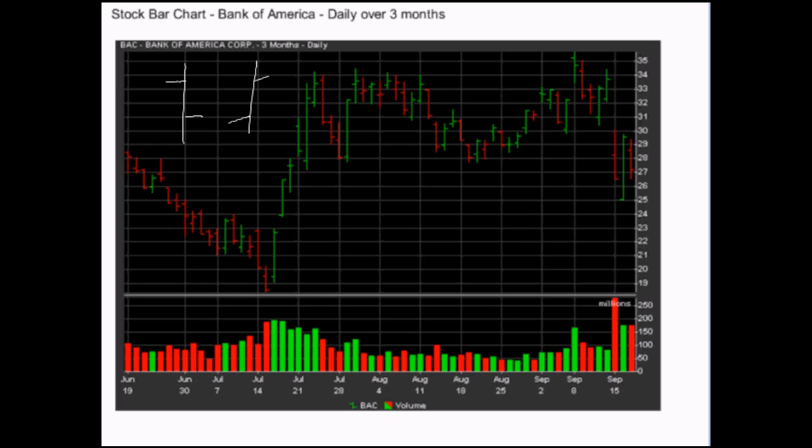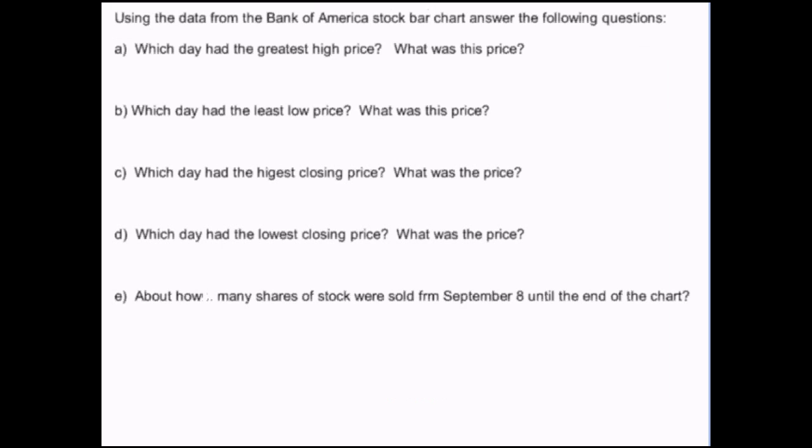And then the next part is what is that price? So this is $34, this is $35, so I'm going to say that it's 36. We're not going to be 100% exact on these. It's a guesstimation because, you know, we're looking at a picture. So it's September 8th and $36.